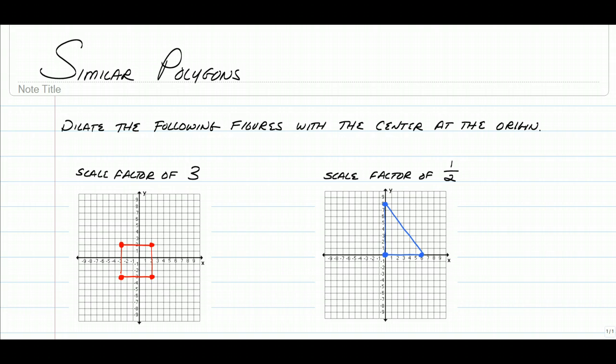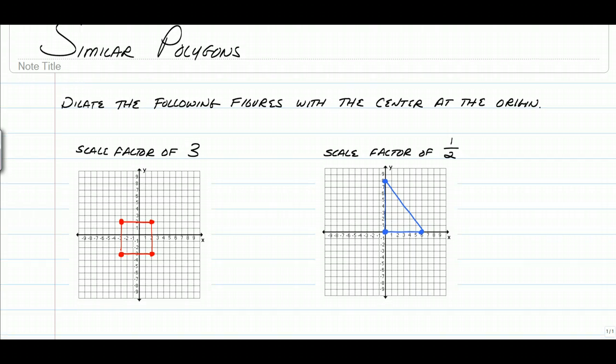We're going to introduce similar polygons in this video, just to show you what's going on. We're going to take an old school lesson, something we did a while back, and dilate some figures. First two here, we're going to make one bigger, and another one smaller. If you go back to what dilations are, you're scaling all of the coordinates by a certain factor, and that factor is called the scale factor.